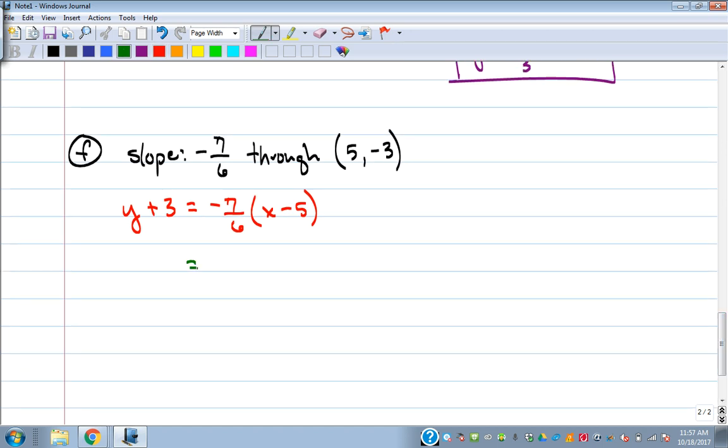Distribute. So I'm distributing negative 7 over 6 to x, and then negative 7 over 6 times 5. So somewhere I'm doing negative 7 over 6 times negative 5 over 1. 35 over 6. And that doesn't reduce any. Don't make it a mixed number. Do not make it a decimal. Okay? Leave it as a fraction.